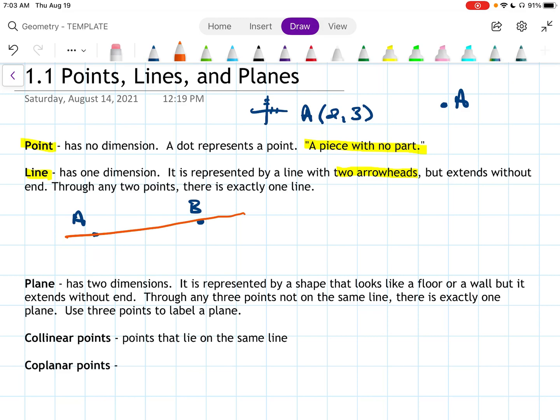And now we get to the two arrowheads. We have to have the arrowheads, right? Because that signifies that it keeps going, right? We're not going to draw the rest of it, but it just keeps going forever, okay?